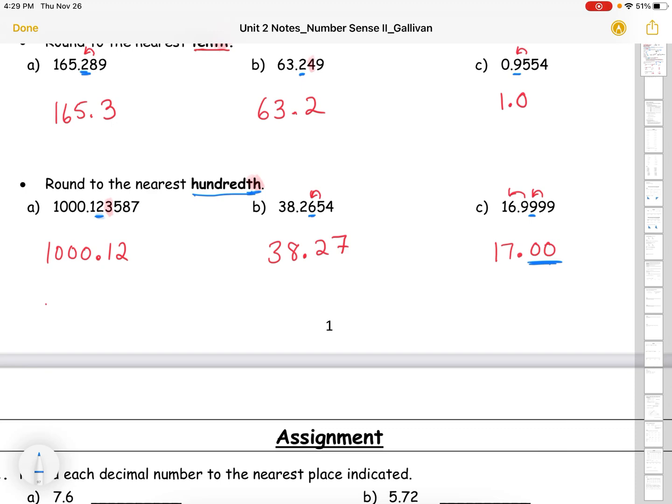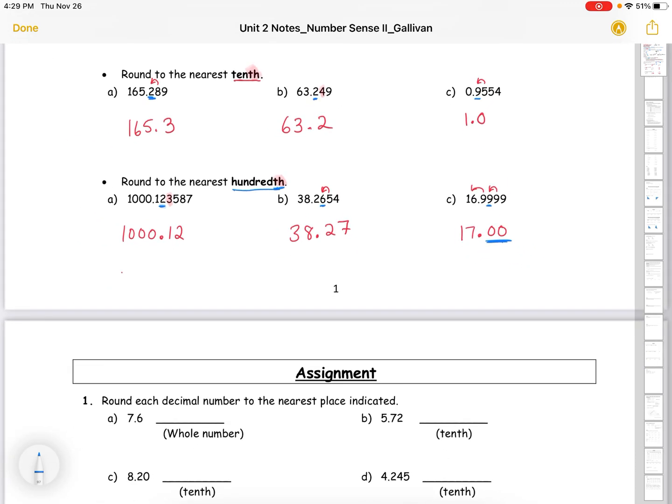Okay, so that's rounding, quick and dirty. So you've got an assignment to practice. So have at it.